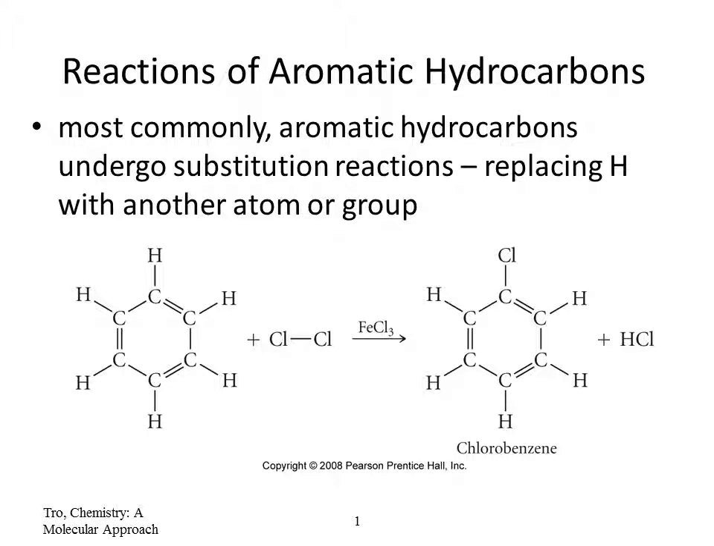For the reaction of hydrocarbons, the first is substituting hydrogen with chlorine. So we are replacing hydrogen with another chlorine or halogen. For this one, you react with chlorine in the presence of iron chloride and form chlorobenzene.